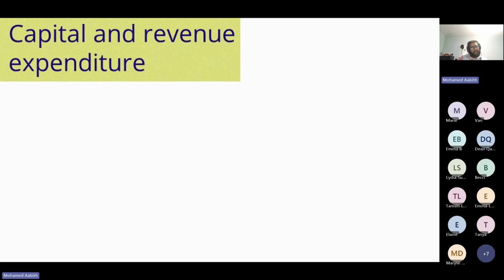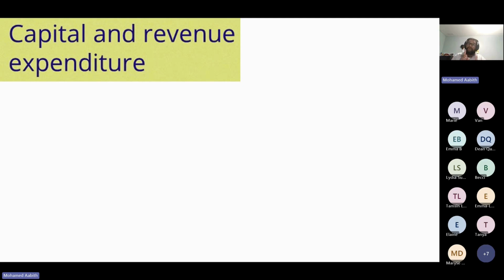I have done an extension to my property. What happened there? I have spent money that improves my property. Am I going to do it every day? No, I'll do that once in a while. That is supposed to be a capital transaction. Why? It increases the value of the property. But if I paint my property, which you also do only once in a while, painting is maintenance. Therefore, it is classed as a revenue expenditure.